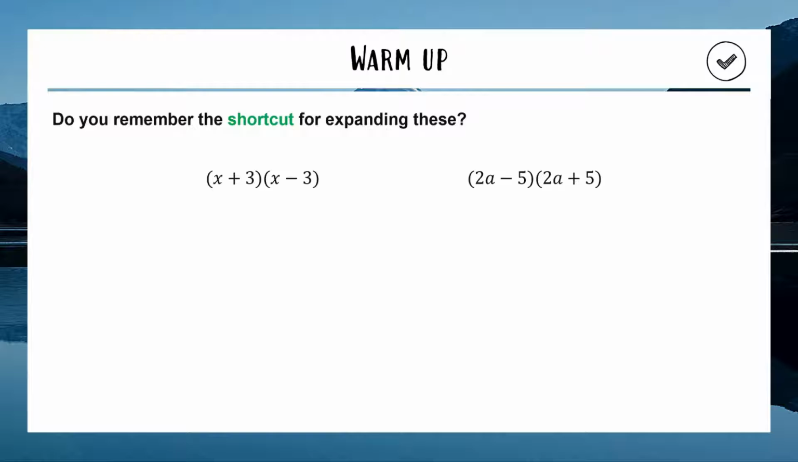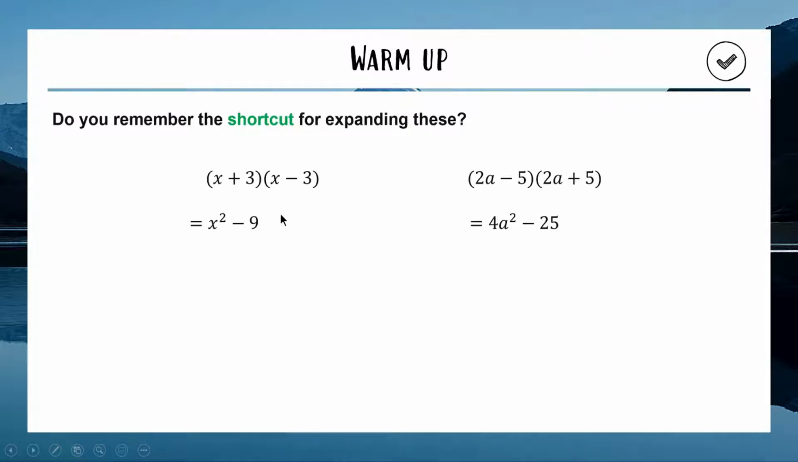Okay, so if we do a FOIL expansion, what we're going to notice is that our middle terms, for example, in this first one, we're going to have a 3x in the middle and we're going to have a negative 3x. Those two terms are going to cancel off, so we don't even bother writing them. We go straight to the answer and we write x squared take away 9. Okay, that's x times x and then 3 times negative 3. Similar deal over here. We jump straight to the answer. We do 2a times 2a to get us 4a squared. We do minus 5 times 5 to get us minus 25.